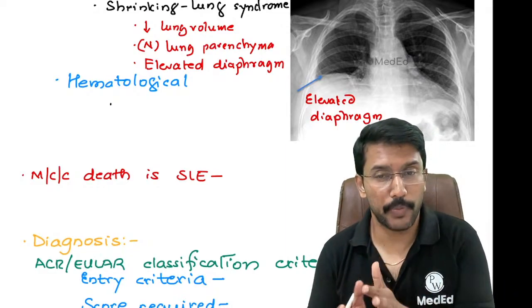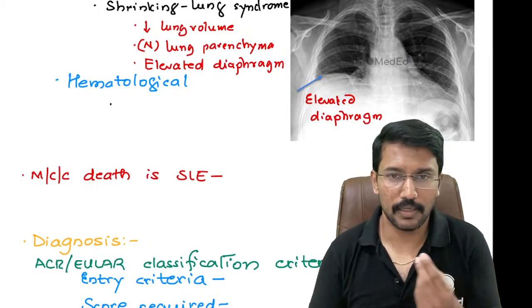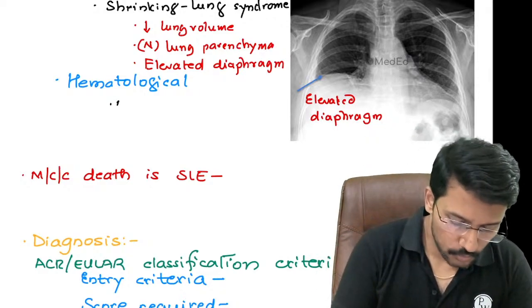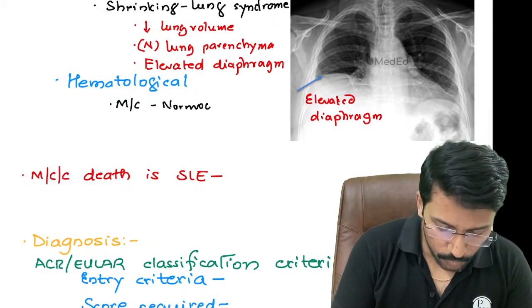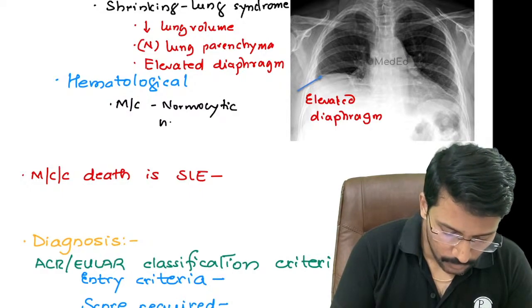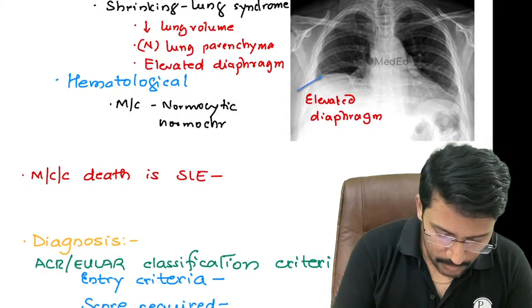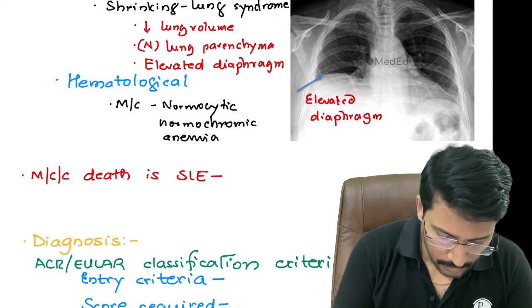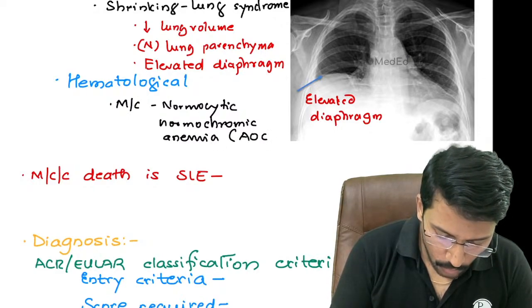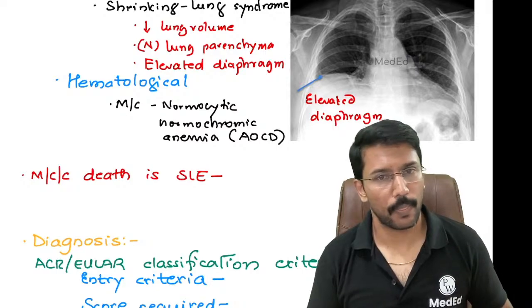So what should be the peripheral smear picture? Normocytic, normochromic anemia. The most common hematological manifestation is going to be normocytic, normochromic anemia, which is nothing but anemia of chronic disease. Okay.